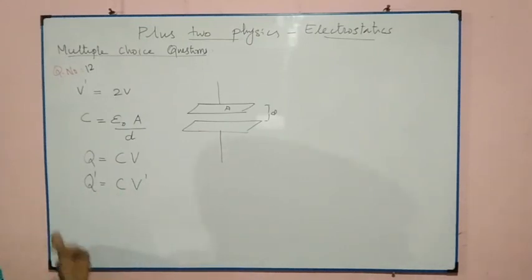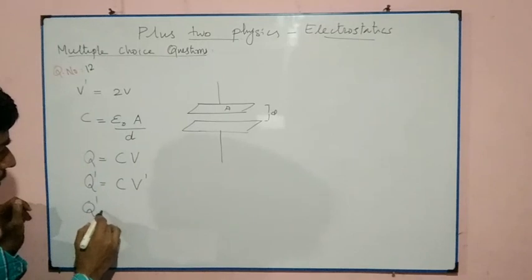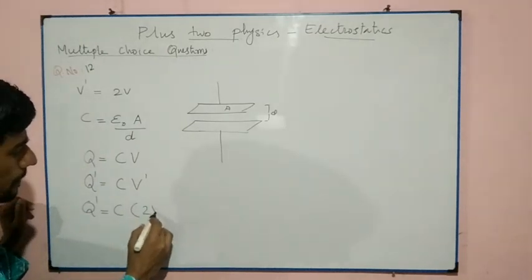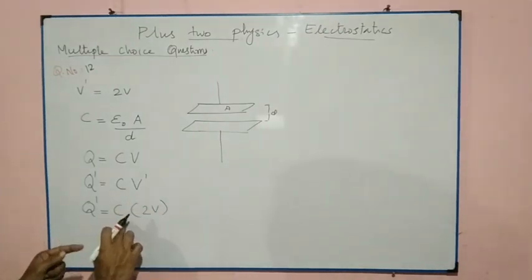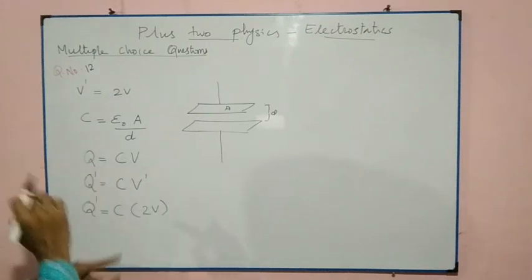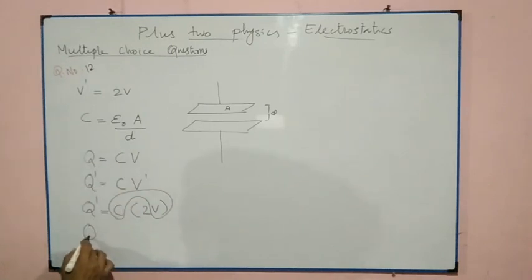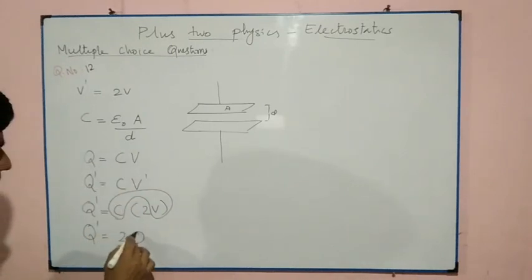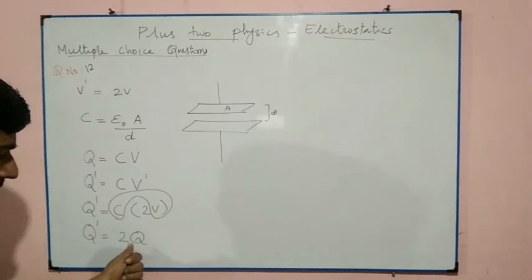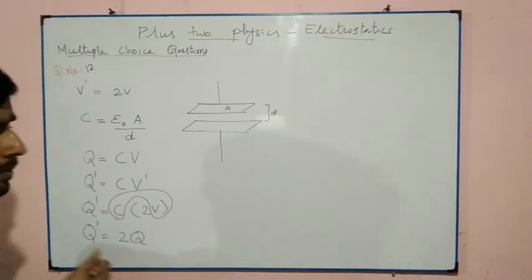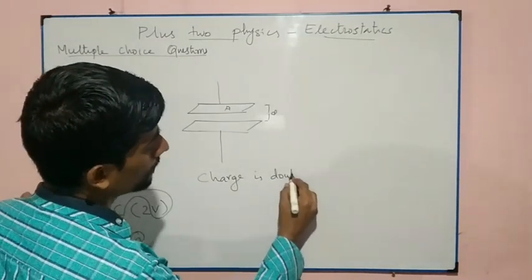Now what is V dash? V dash is the new potential, that is equal to 2V. So Q dash is equal to C into 2V. So what is C into V? C into V is equal to Q. So Q dash is equal to 2 into Q. It means the charge is increased 2 times, or the charge is doubled. So the conclusion is the charge is doubled.